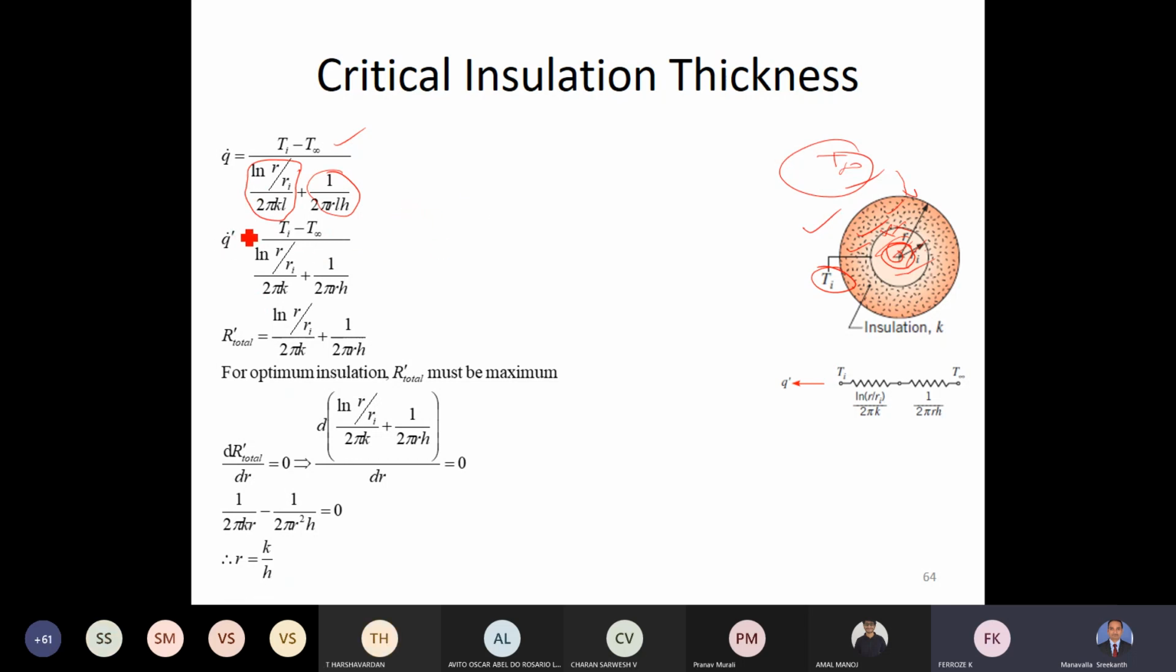Okay. Now we'll simplify this equation and make it more general. So we define a new quantity, Q dot with a prime. You see this, Q dot prime. This is heat transferred per unit length.